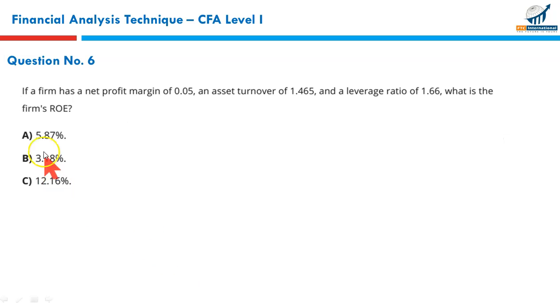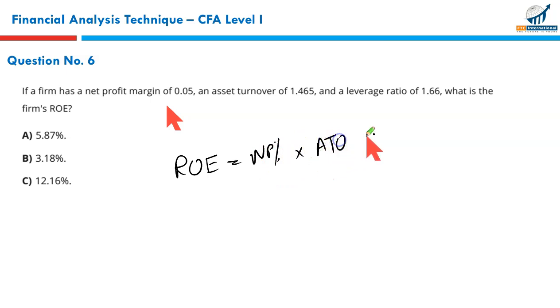Next, if a firm has a net profit margin of 0.05, an asset turnover of 1.465 and a leverage ratio of 1.66, what is the firm's return on equity? It's a typical DuPont computational question. Let me write down the complete DuPont formula. Return on equity is equal to net profit percentage multiplied by the asset turnover multiplied by the leverage ratio.